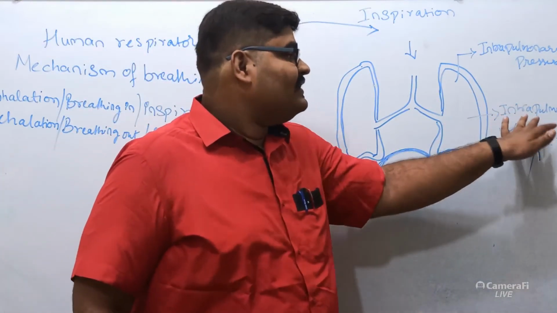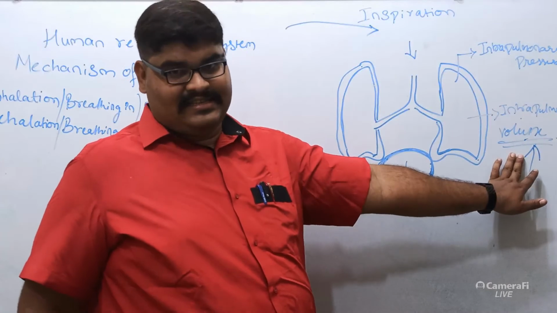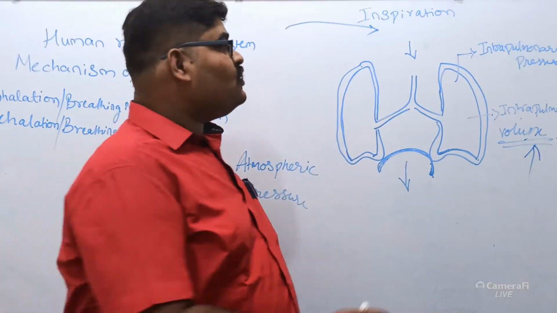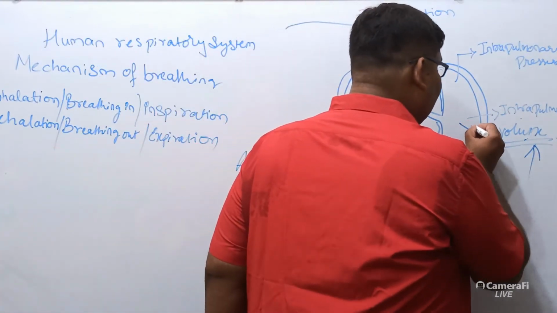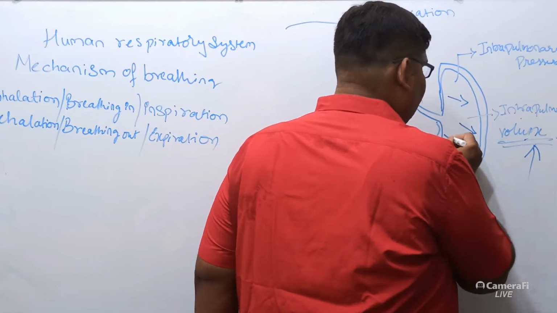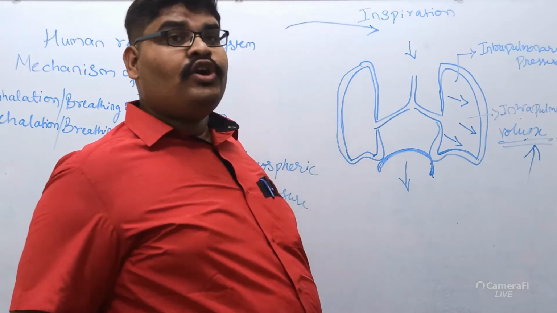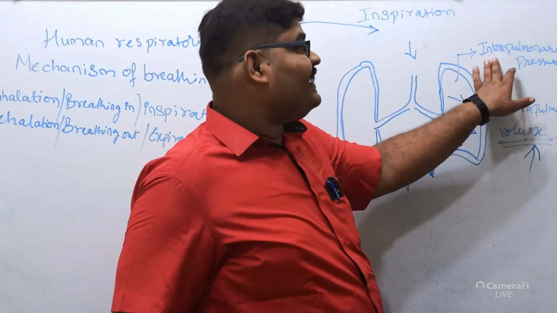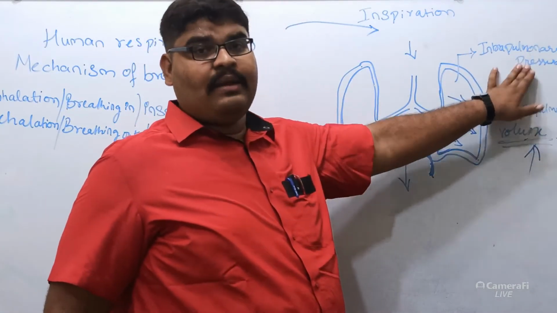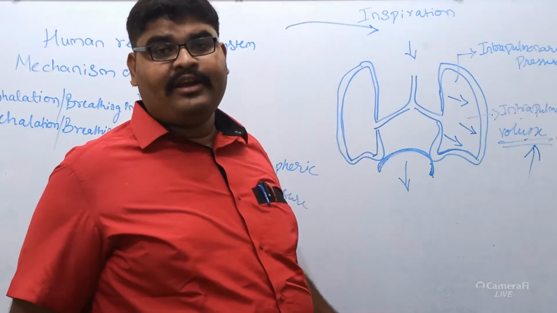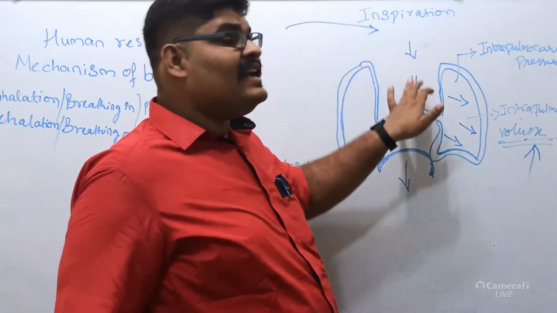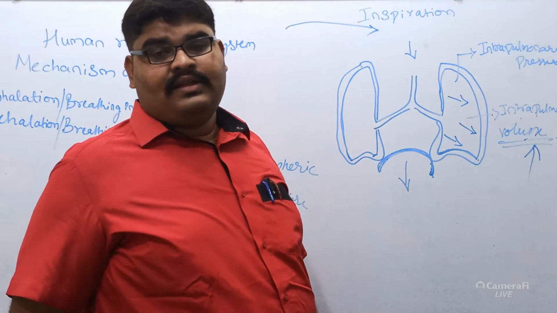So when intrapulmonary volume increases, the intrapulmonary pressure drops. Due to the decreased intrapulmonary pressure when compared to the atmosphere, the air is entering into the lungs.